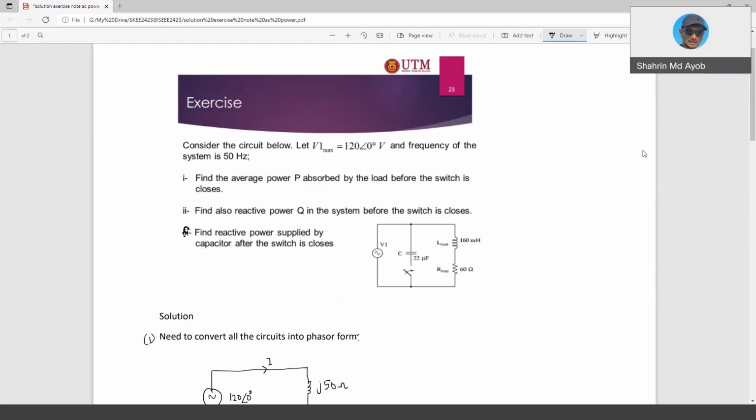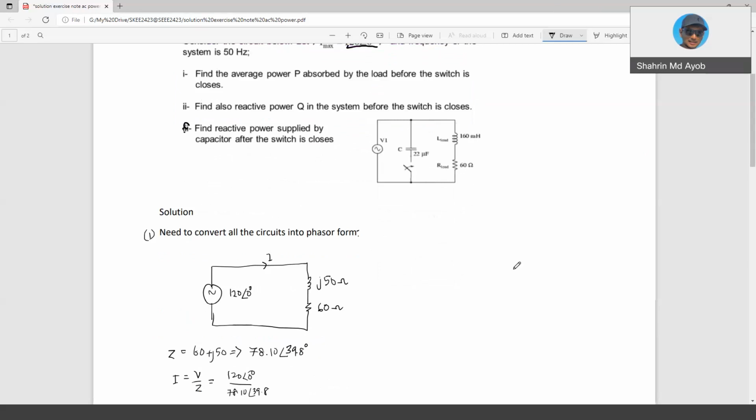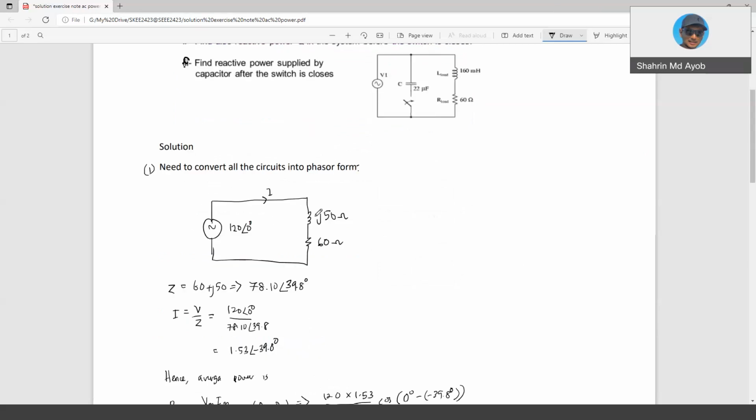We have been given a voltage source of 120 volt with an angle of 0, and the frequency of these AC circuits is 50 hertz. The first question is to find the average power absorbed by the load, and the second is to find the Q before the switch is closed. So for these two questions, only the circuit is operating.